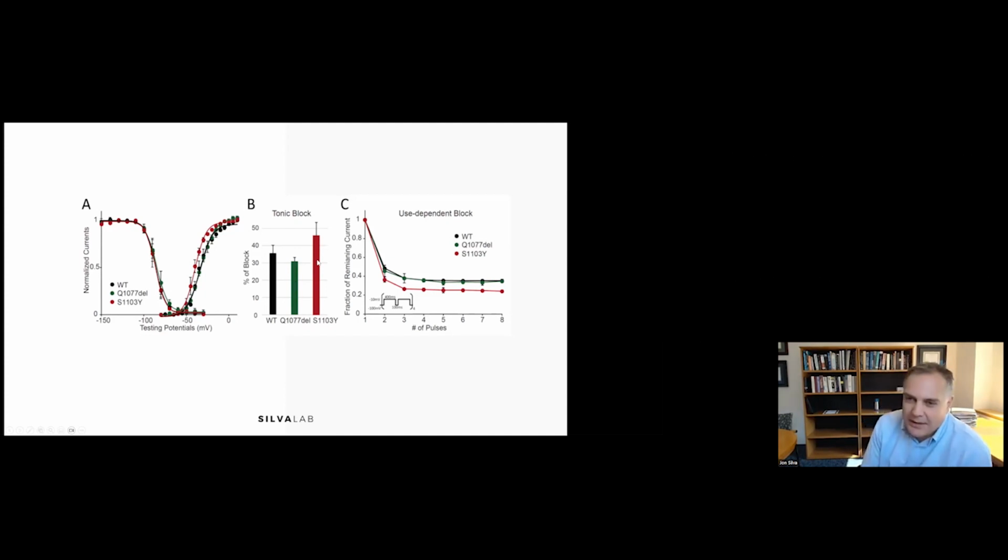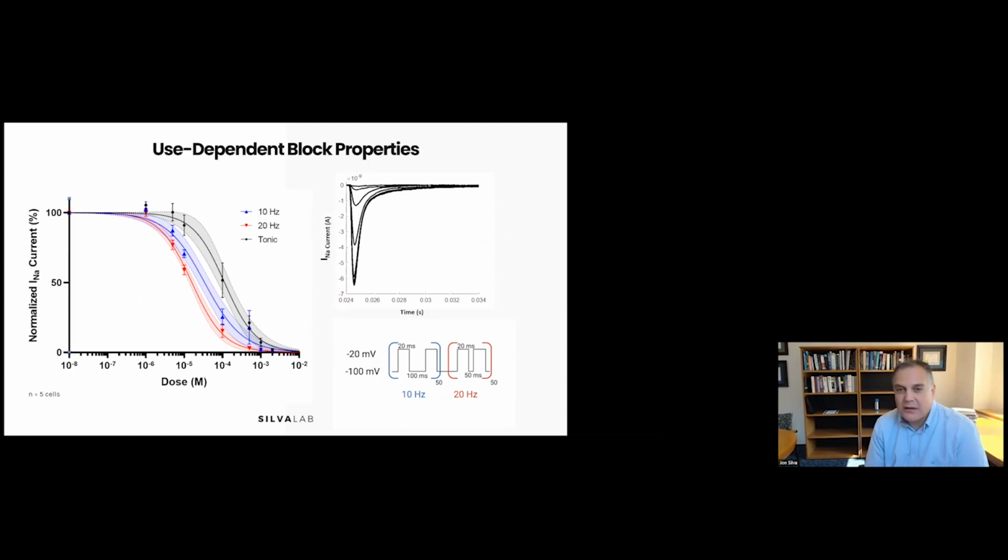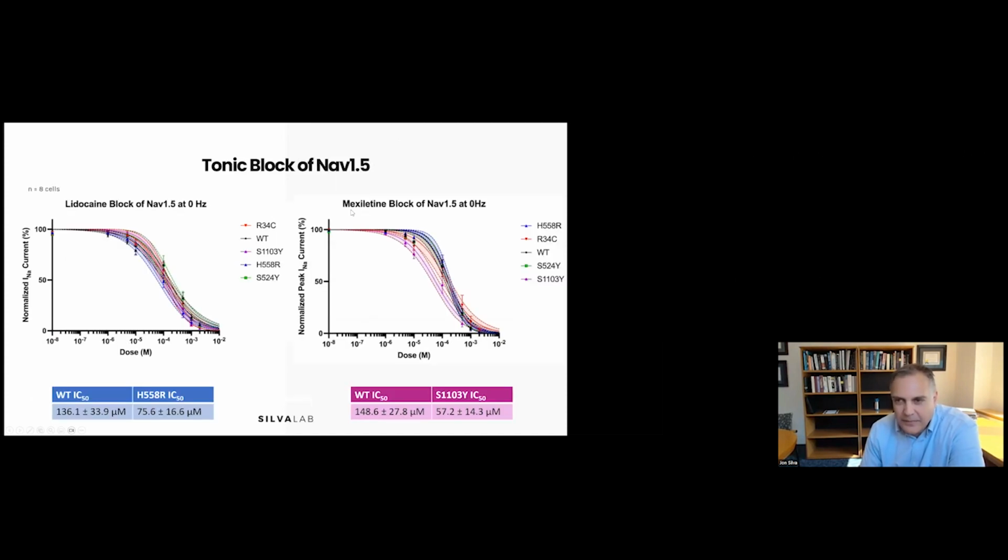But S1103Y, which you find more in Black patients, those cells tended to have more tonic block and also more use-dependent block. And so that's where we're starting to use the patch liner now, to look at these different drug blocks. It's a very efficient way for us to look at this, and we can use drug concentrations that are much more reasonable compared to the oocyte system. So you can see here we can measure tonic block, we can apply pulses at 10 hertz and 20 hertz, and we can observe the tonic and use-dependent block of the sodium channel.